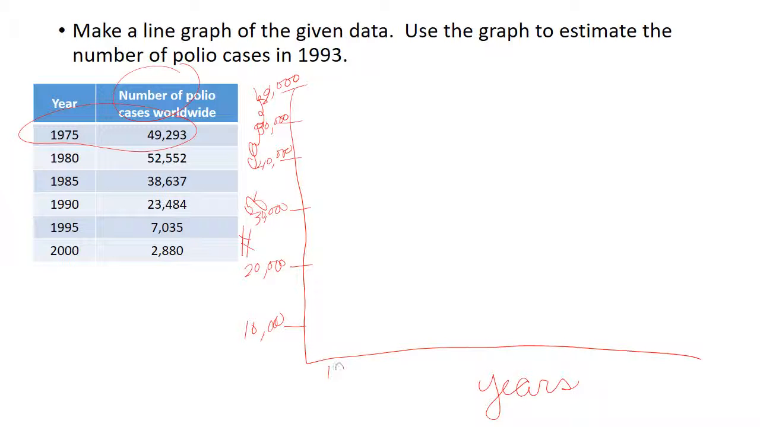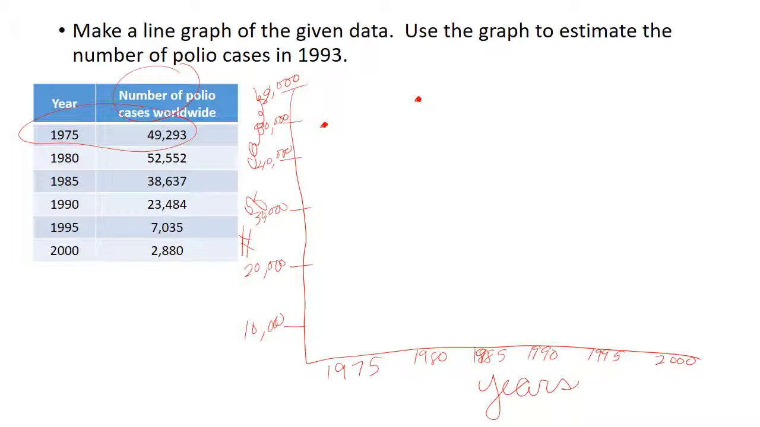So we've got 1975, 1980, 1985, 1990, 1995, and 2000. So I'm just going to kind of plot them. So in 1975, we had 49,293, which is going to be slightly less than 50,000. So I'm going to put my little dot right there. 1980 was 52,552. So that was like a line up between my 1980 there.